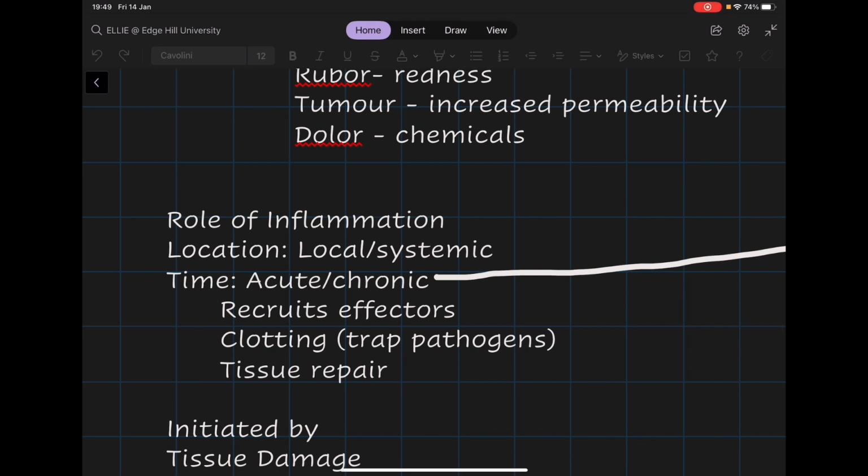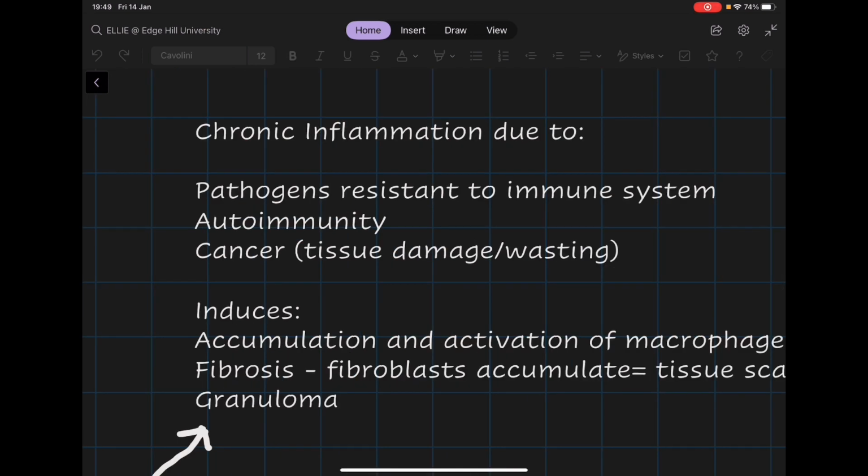And it can be local, like in one area, or systemic across the whole body. It can also be acute for a short period of time, or chronic, which is for a long period of time. It tends to be chronic if we have pathogens that are more resistant to the immune system, so the inflammation is prolonged. In cases of autoimmunity, when it's our own cells that are being attacked, this tends to develop into a chronic condition. And then cancer as well, which is tissue damage and wastage.